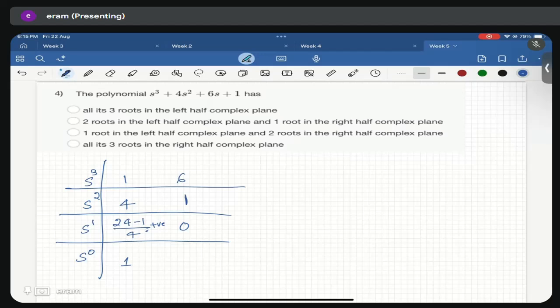Then what can we interpret from here? All three roots in the left half. Yes, since there are no sign changes, all poles are on the LHP.